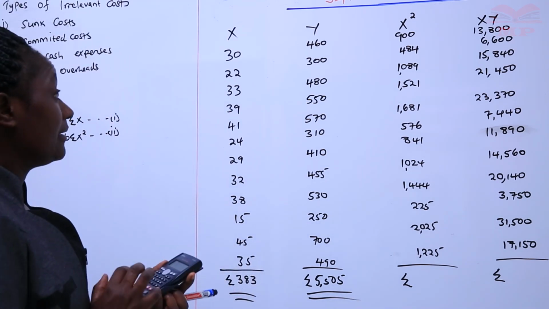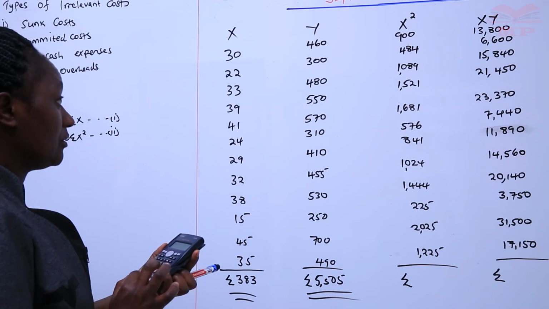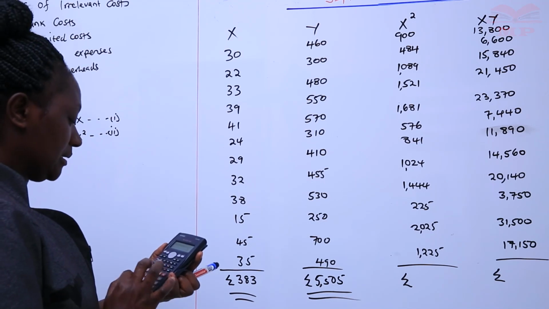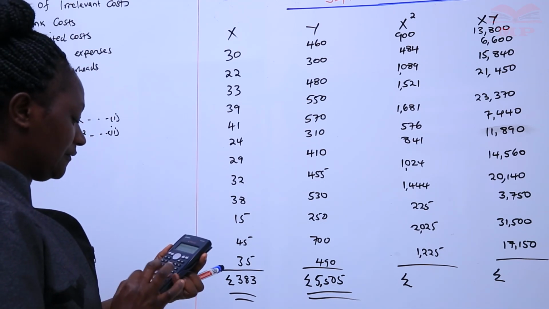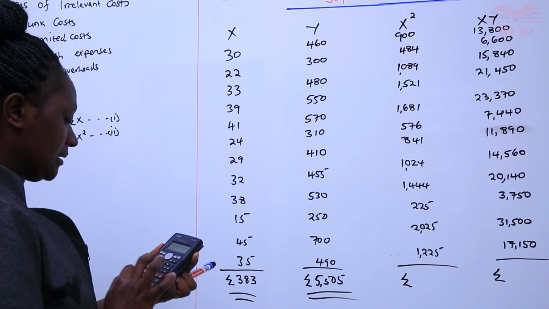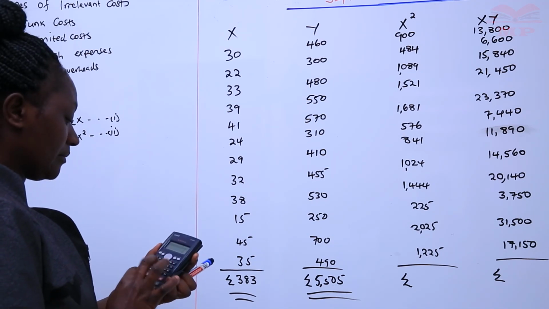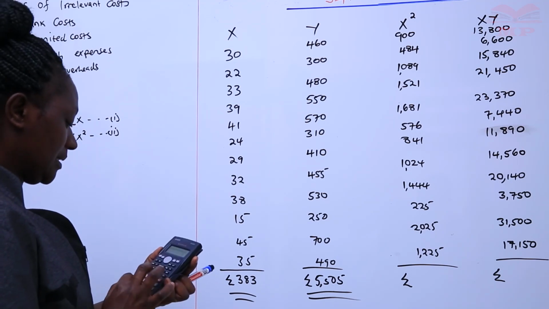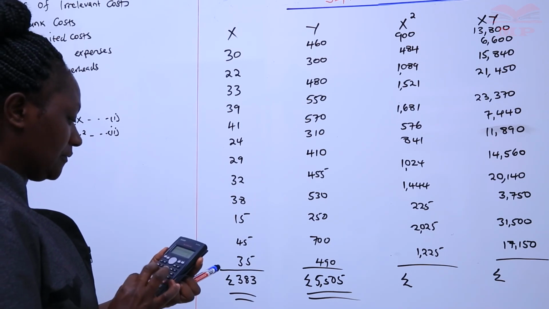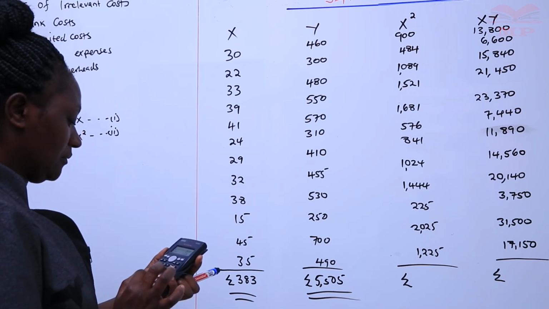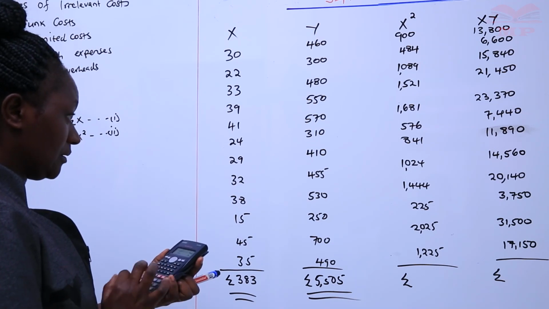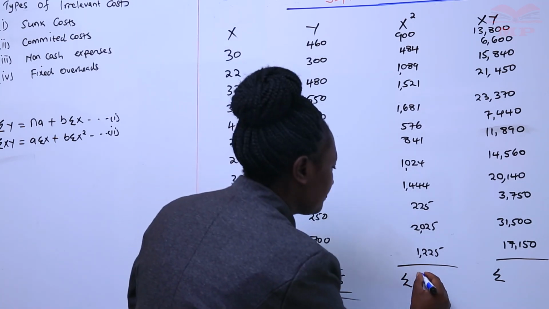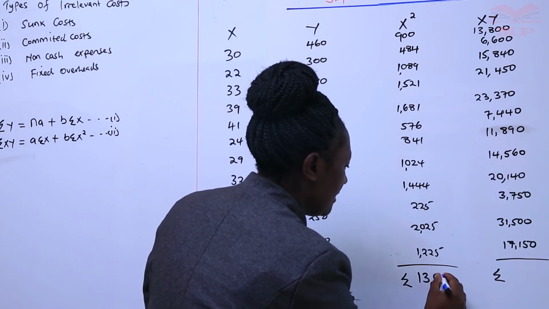We calculate the sum of x squared. So 900 plus 484 plus 1089 plus 1521 plus 1681 plus 576 plus 841 plus 1024 plus 1444 plus 225 plus 2025 plus 1225. So this will give us 13,035.